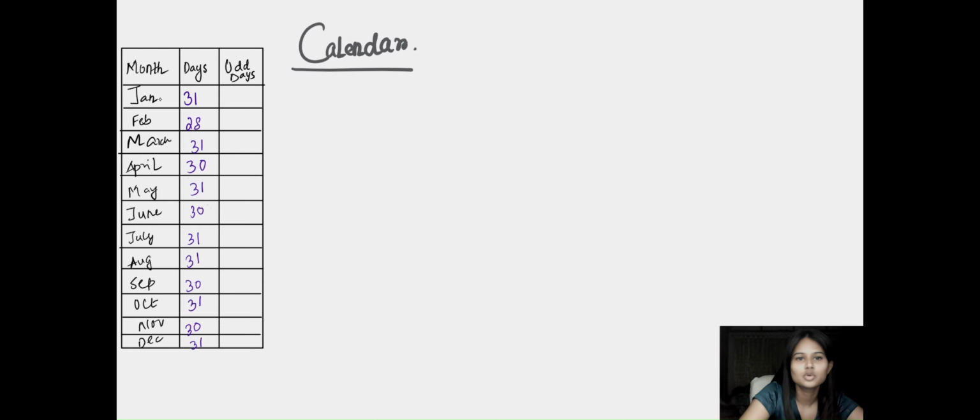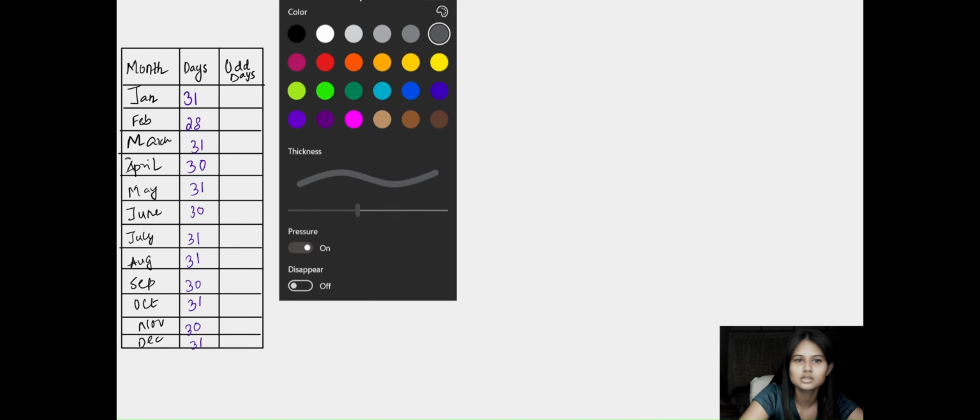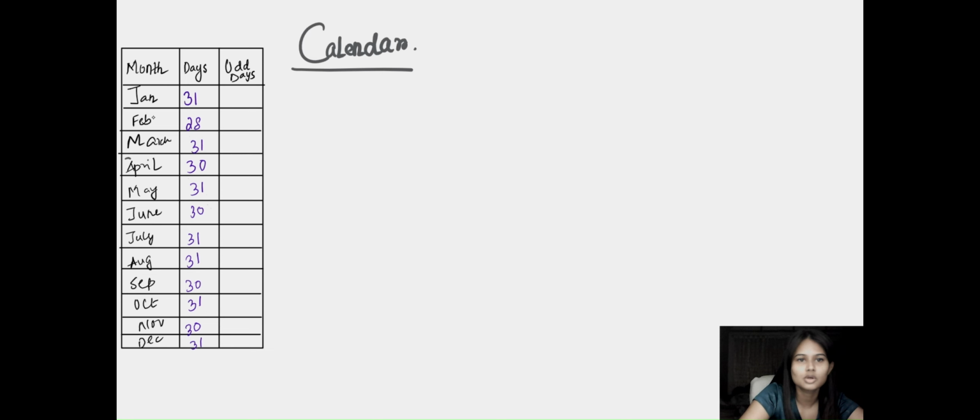Okay. So first let us come to the days of the month. We know these are the months of January, February, March till December. We know the number of days, right? This you have to remember: how many days are there in a month. So you can take the odd days out. How do we calculate the odd days? We usually take the days and divide it by 7. That will give me a remainder of 3 odd days. So I get 3 odd days.